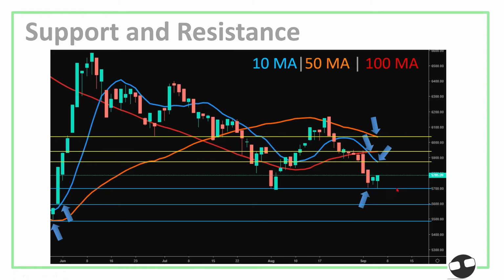Now if we see a breakout in the support level, then that would give us a signal of a continuous downtrend. But if the price would breach the resistance, then that would give us the signal that the price may continue to go uptrend.